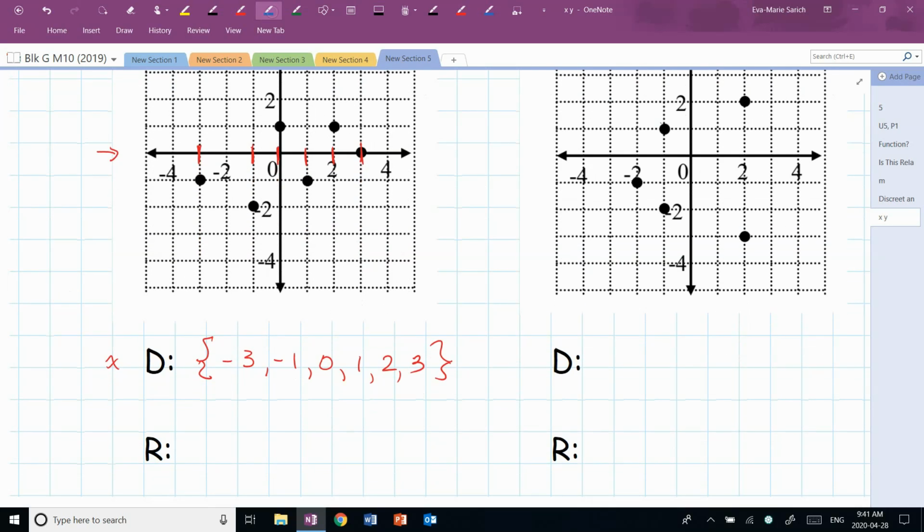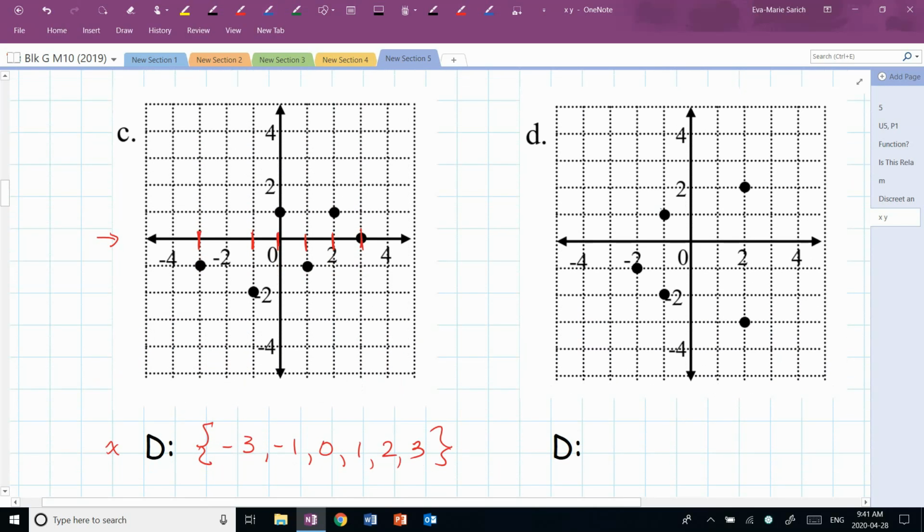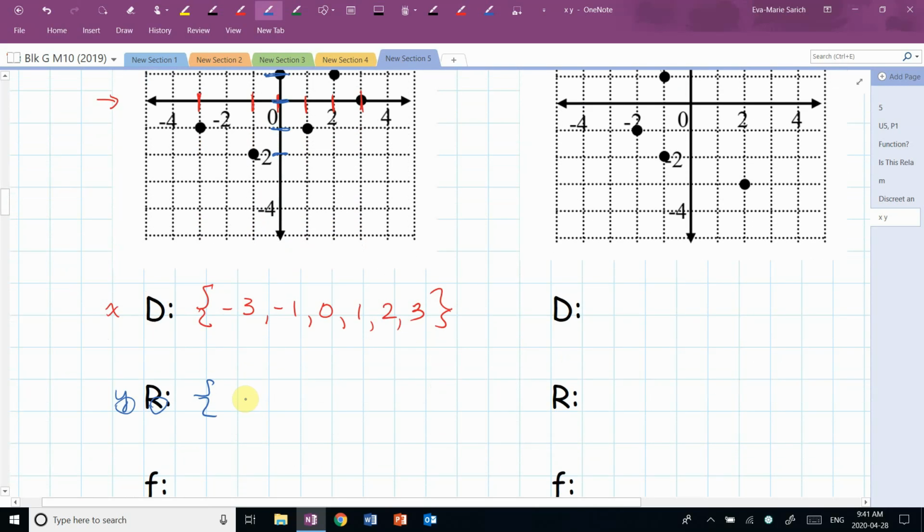Okay, for our range, we're looking at our y values. Remember the tail hanging down. And so our y values going from lowest to highest here is -2, -1, 0, and 1. So listing them, -2, -1, 0, and 1.